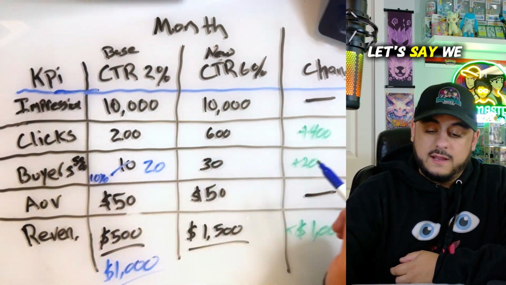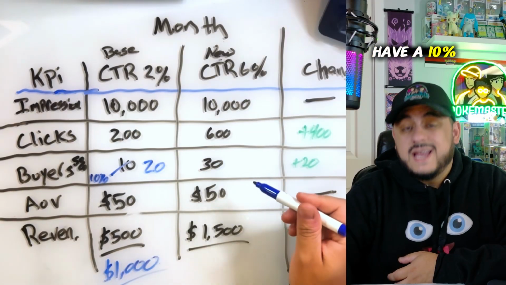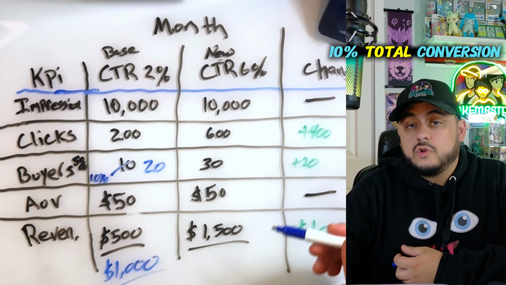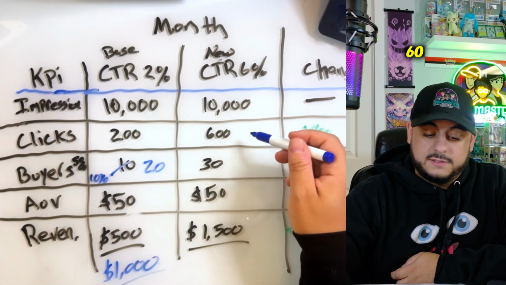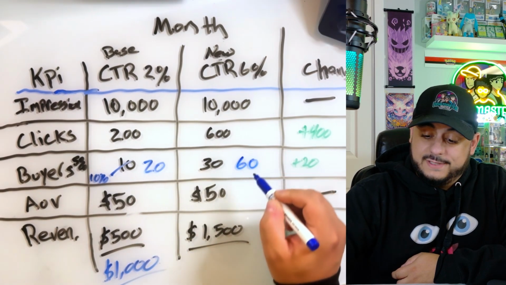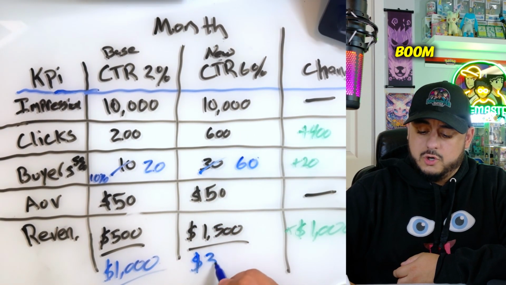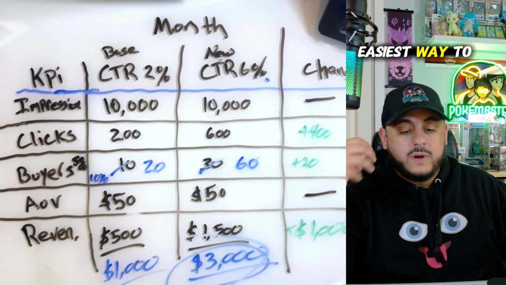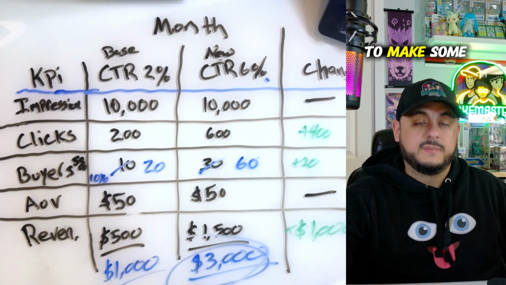So now let's say we already increased our click-through rate, so we're at 6%, and now we have a 5% improvement to give us a 10% total conversion for our buyers. If we come back and do this math again, 600 at 10%, so 60 on that. Boom, boom, boom. This is why I always start with click-through rate. This is why I always talk about it, because it's the easiest way to get some quick improvements on your metrics to make some bigger profits.